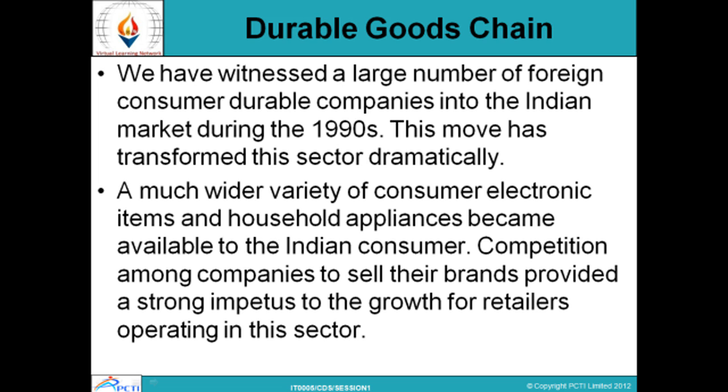And also with the economic reforms, a much wider variety of consumer electronic items and household appliances have become available to the customer, and there is competition among the companies to sell their brands, and that also provides a huge motivation and impetus for the growth of retailers.